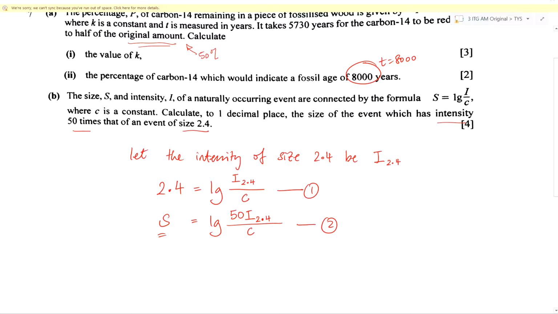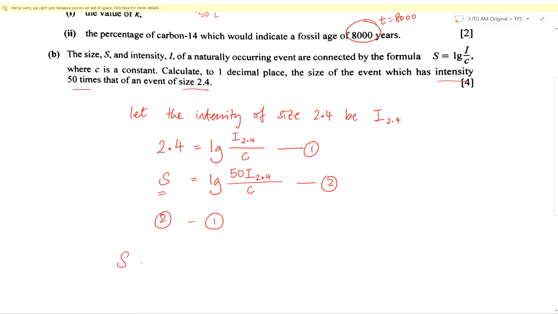So here we have two equations with, unfortunately, 3 unknowns. So we need to find a way to get rid of 2 unknowns at the same time. So if we consider subtracting one logarithm from the other logarithm, so for example, let's take equation number 2 minus equation number 1. We will end up with, on the left hand side, s minus 2.4, and on the right hand side, log 50i 2.4 over c minus log I 2.4 over the same c.